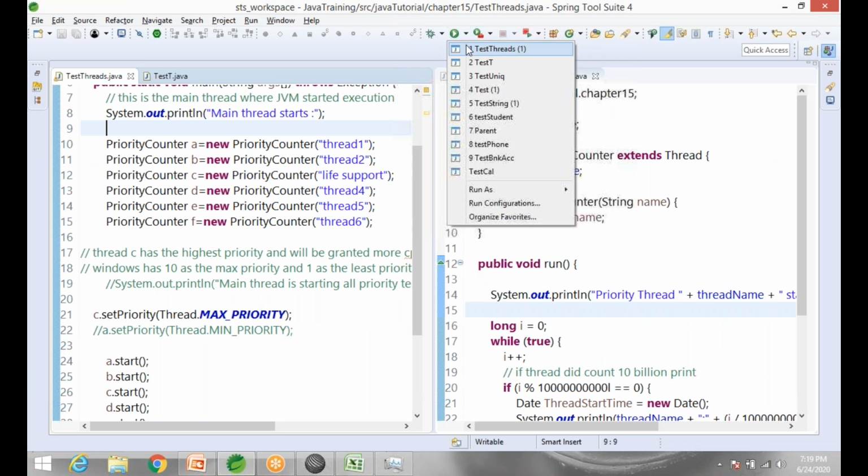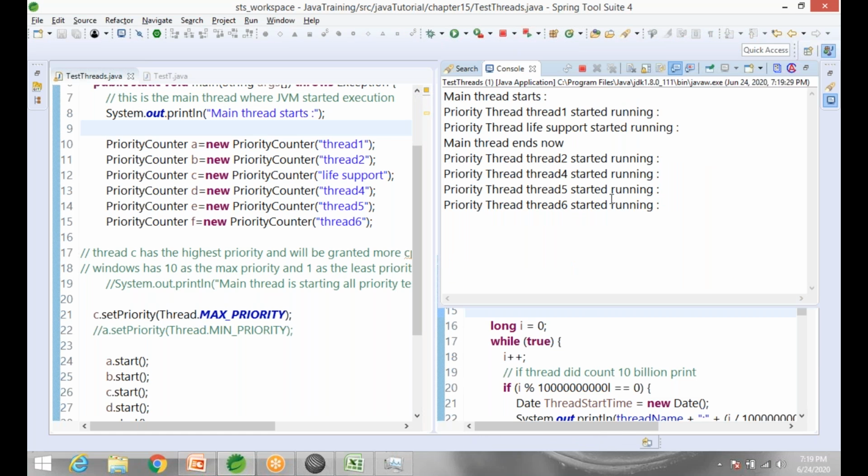Okay, let's run this program again. And this time, we have the life support job running. Then we have the other 5 threads, thread 1, 2, 4, 5, 6. So since we gave this the priority, life support job will be the first one to finish 10 billion for sure, guaranteed, because that one will get the maximum focus, maximum attention from your CPU. Already done.